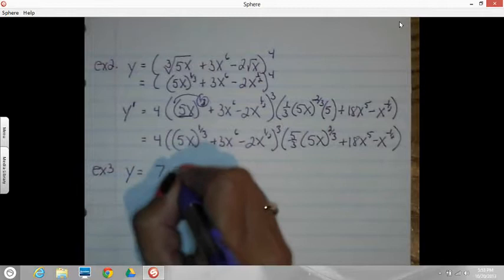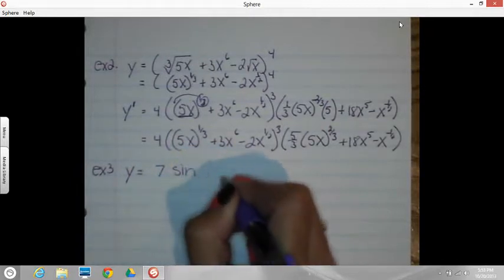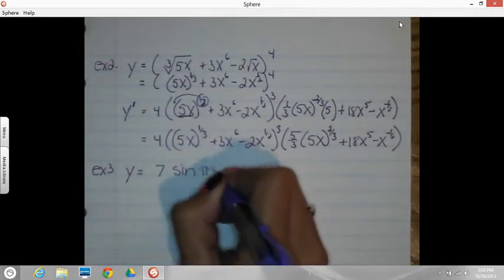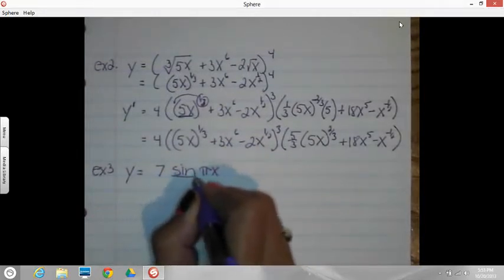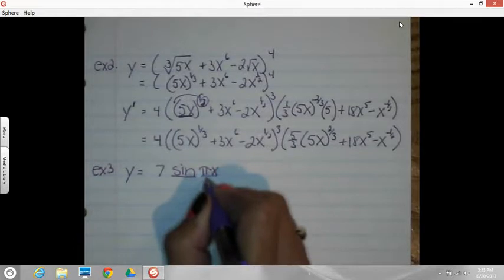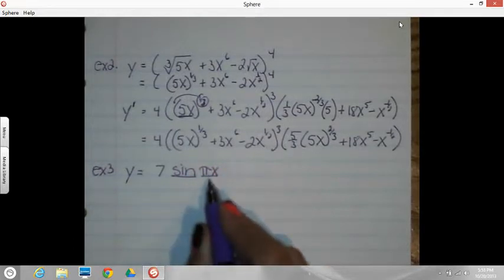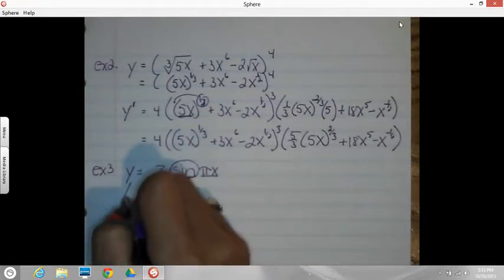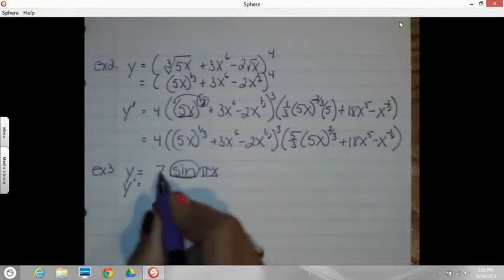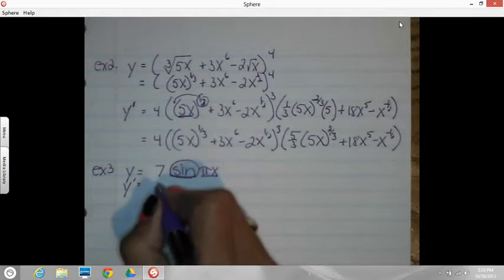Seven sine of pi times x. Okay, I see a trig function with an angle. I know the angle is the inside, the trig function is the outside, so that's where I start. The 7 is a multiplier. Multipliers always just carry along.